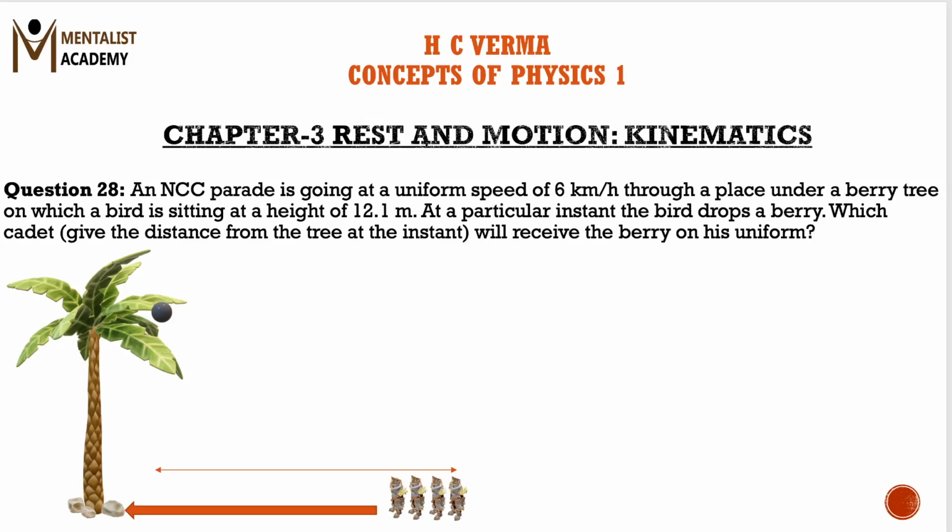Suppose there is a bird sitting on this tree, although this is not a berry tree, it's a coconut tree, but let's use this. The bird drops the berry and there is a parade going towards the tree. Suppose there is a cadet at a distance x from the tree, and as the cadet reaches under the tree, the berry drops on his uniform.